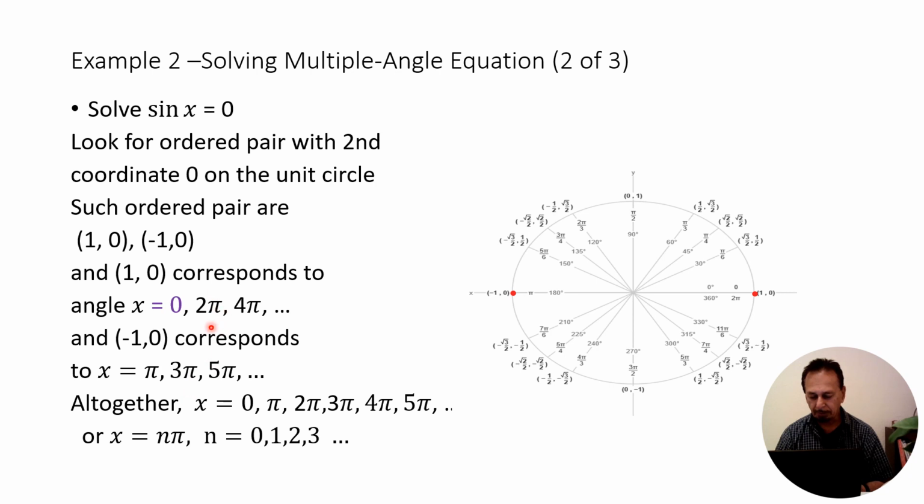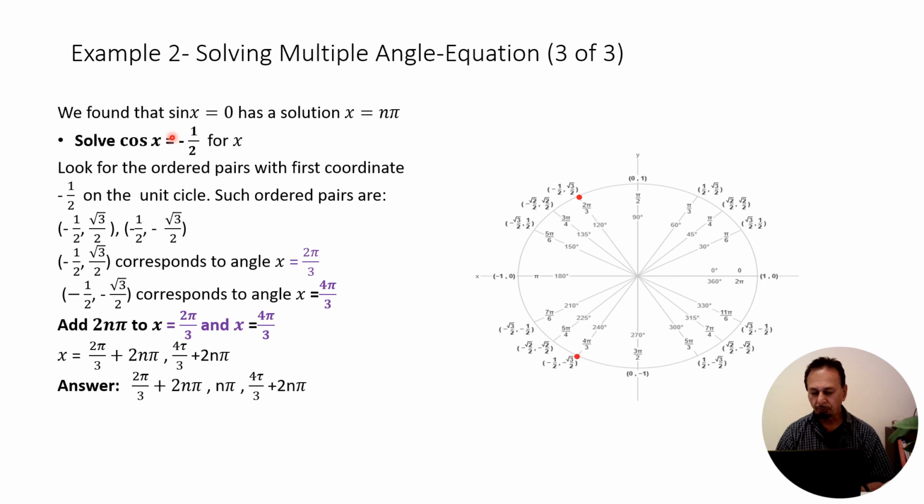So now we can combine all this and put in order. So we can say x equal to 0, pi, 2 pi, 3 pi, 4 pi, 5 pi. And we can condense into x equal to n pi, where n is 0, 1, 2, 3, and so on. We found that sine x equal to 0 has solution x equal to n pi.